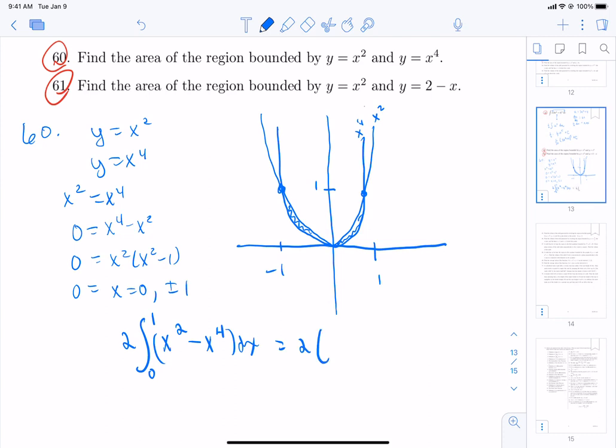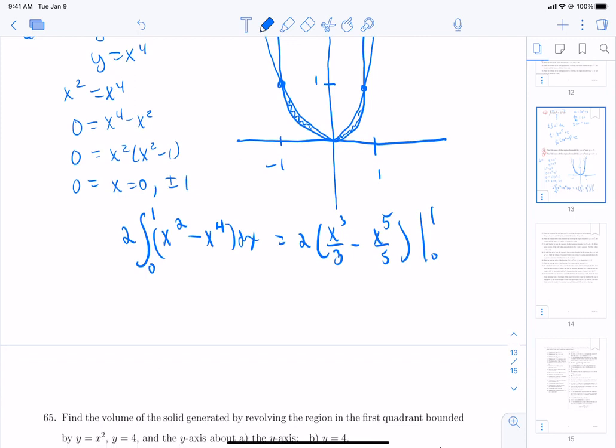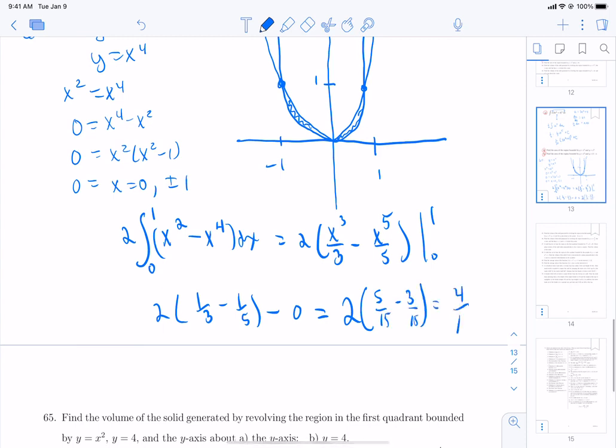So the antiderivative of x squared is x cubed over 3. X to the 4th is going to become x to the 5th over 5. If I plug in 1, I get 1/3 minus 1/5. If I plug in 0, I get 0. I like to just write that for my own peace of mind that I know I checked that 0 is really going to get me 0. That is 5/15 minus 3/15. That's 2/15 times 2 is 4/15.